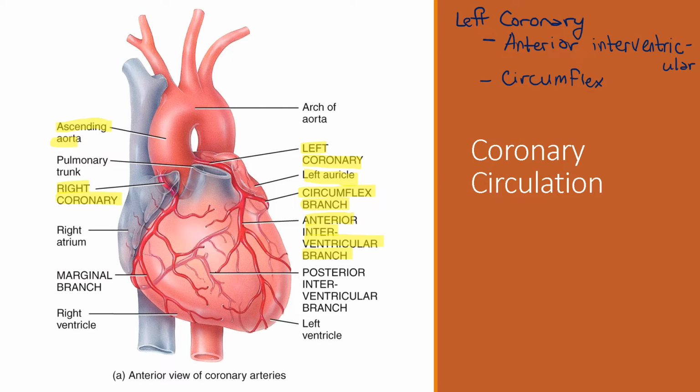Now that anterior interventricular branch, this is the artery in the anterior interventricular sulcus, and it supplies oxygenated blood to the walls of both ventricles. The circumflex branch lies in the coronary sulcus, and it distributes oxygenated blood to the walls of the left ventricle and left atrium.